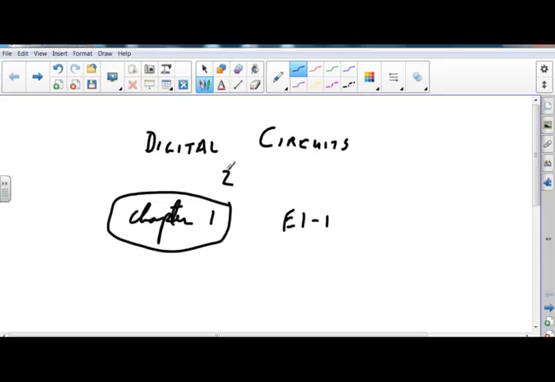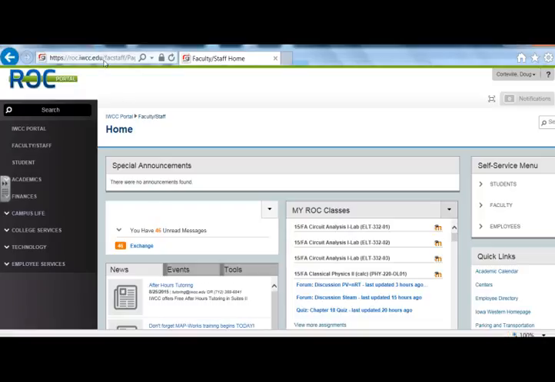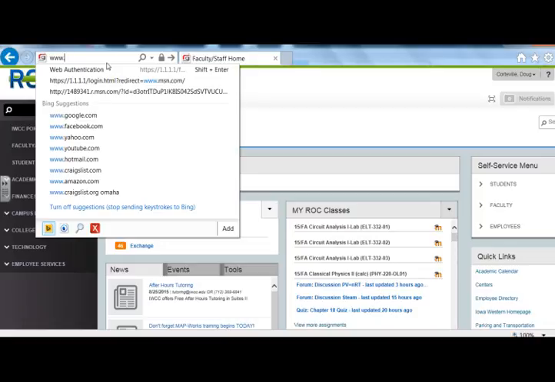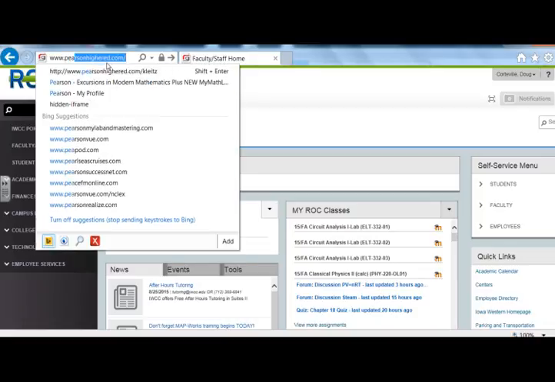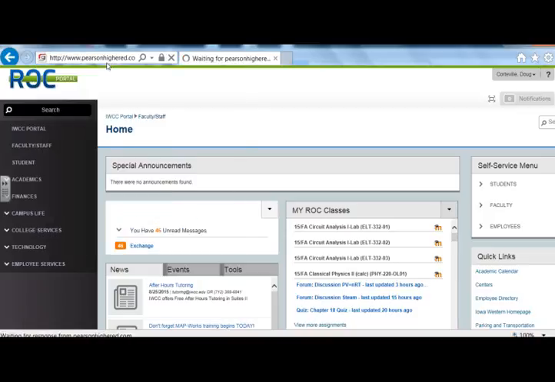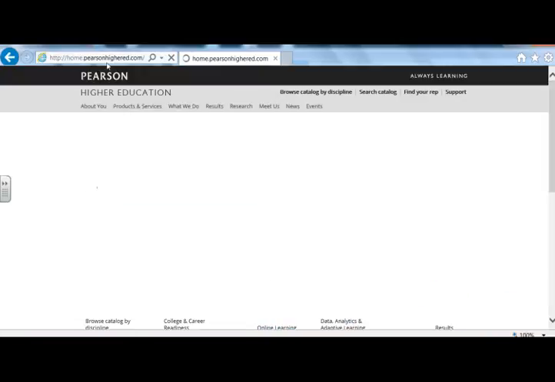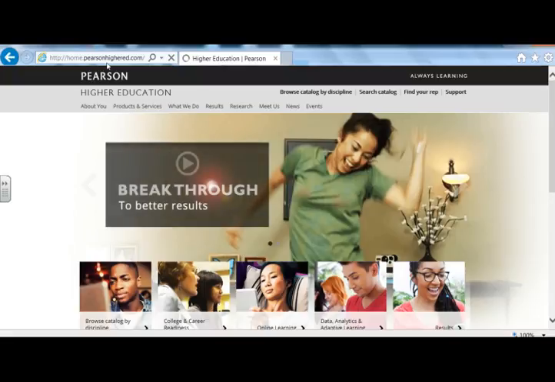This is circuit analysis. We're in chapter 2, but we have a problem left to do in chapter 1, E1-1. And what we need is to get a file. So we're going to go to the internet, and we're going to go to www.pearsonhighered.com. It tells you to do this on a page in your book. There's a page that tells you to go there. So assuming I spell PearsonHigherEd.com right, I'll get to the right spot.